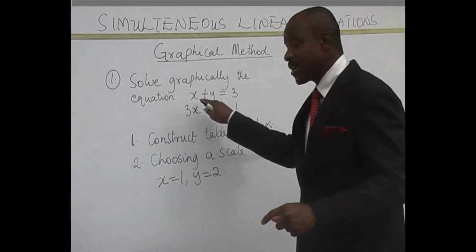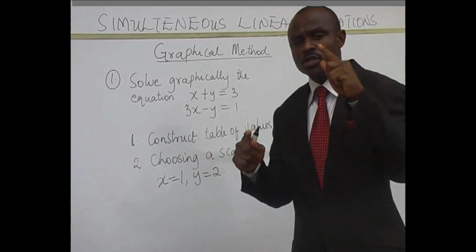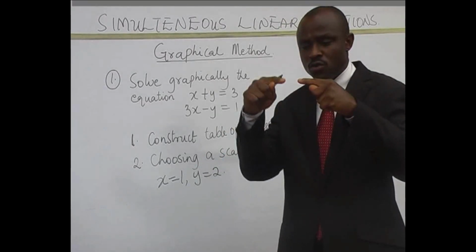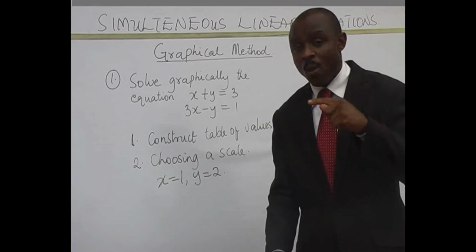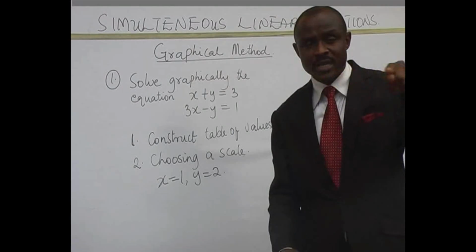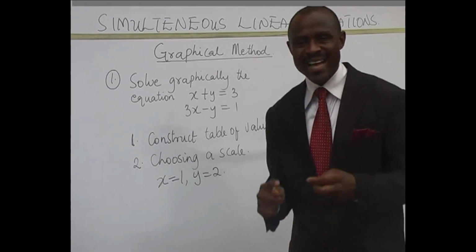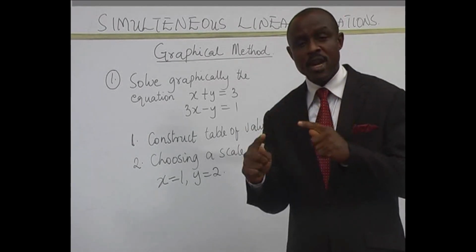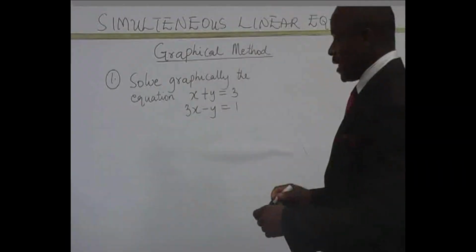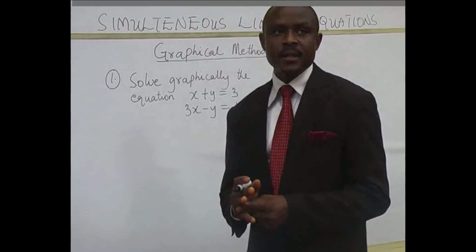But for this one particularly that we have solved using the elimination and substitution methods, you are going to discover that our x, the value we read vertically down, is going to give us 1, while the value we read horizontally, which is the value of y, is going to give us 2. Exactly what we got when we used the elimination and substitution methods. Now we have come into the real work properly.